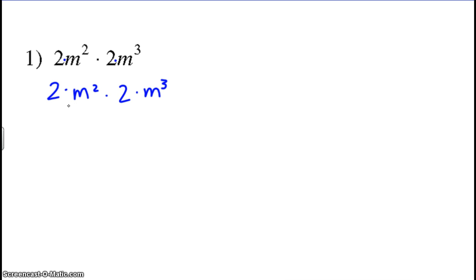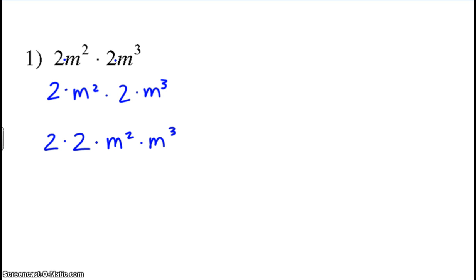Now, what I want you to do here is I want you to reorder things. Notice that the 2 and the 2 are what we call like terms. They are both constants. So I'm going to rearrange them so that they appear first, 2 times 2. And I also have m squared times m to the 3rd. Now, I am allowed to do this by the commutative property of multiplication. I can move things around. 4 times 2 times 5 is the same as 5 times 4 times 2. Just because I move the location does not change it at all.